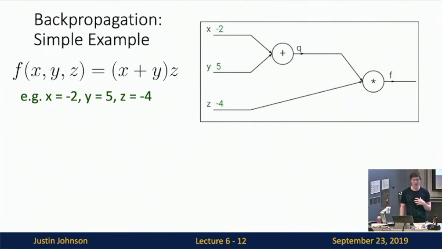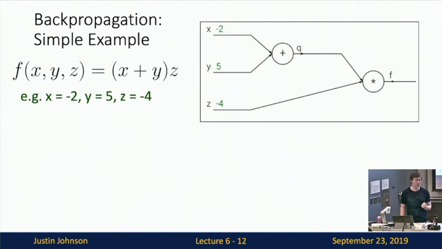By the way, this backpropagation is the algorithm that we use for computing gradients in a computational graph. Now, suppose that we want to evaluate this function at a particular point in the input space. Say x is -2, y is 5, and z is -4.